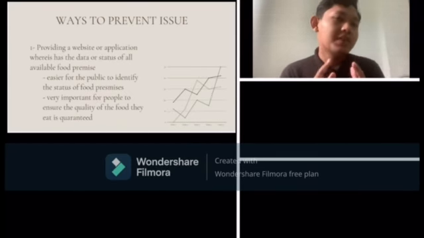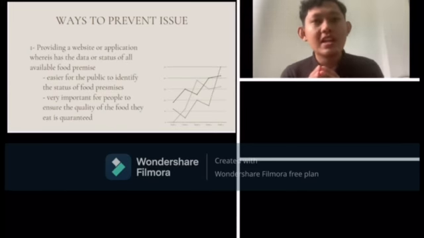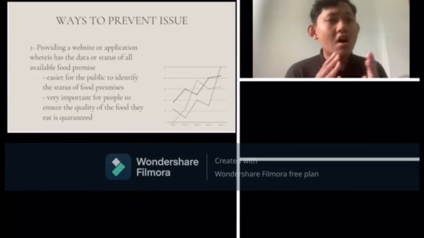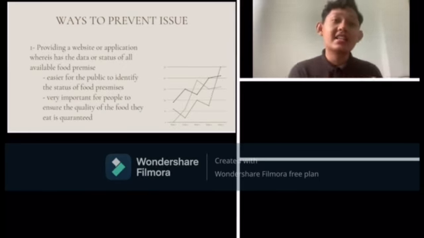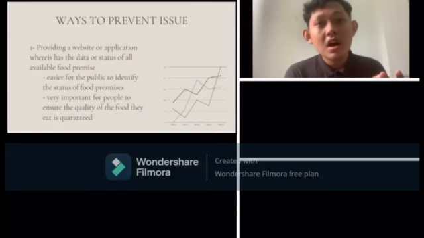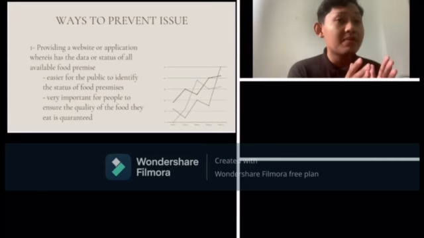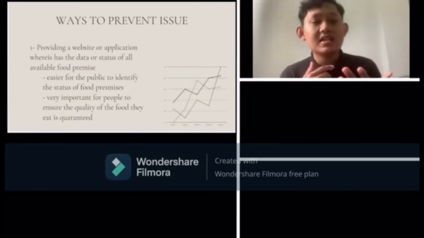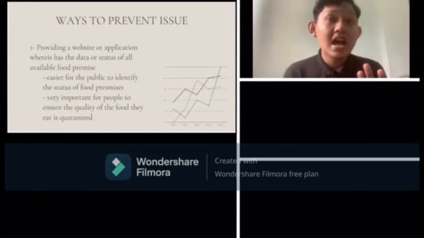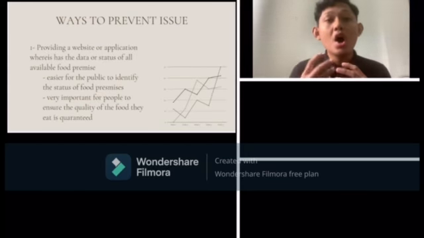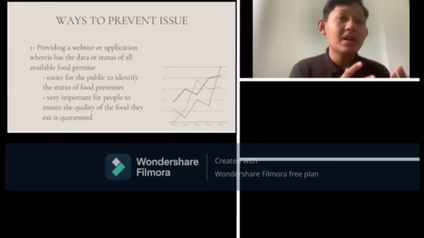For example, if a person wants to identify a food premise, he just goes to the available website or application and enters the code or name of the store or premise, and sees the overall status of the store or premise: whether it has a halal certificate or not, has a complaint from previous customer feedback or not, or the rates given to the premise by the public.